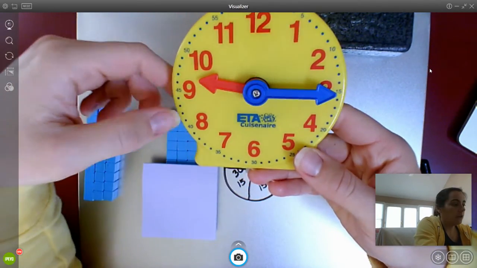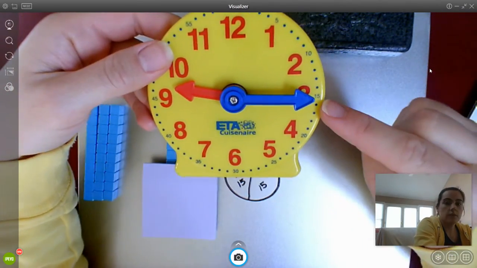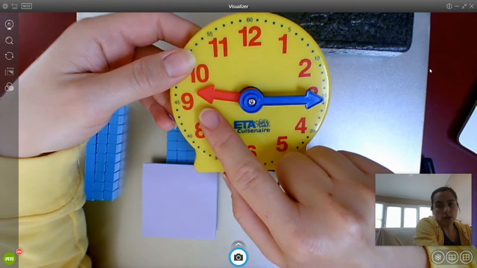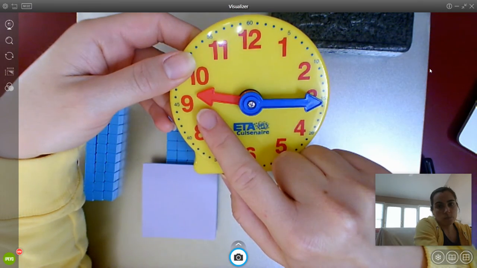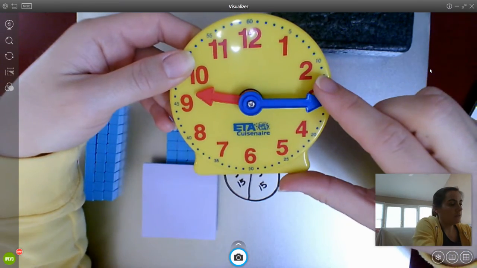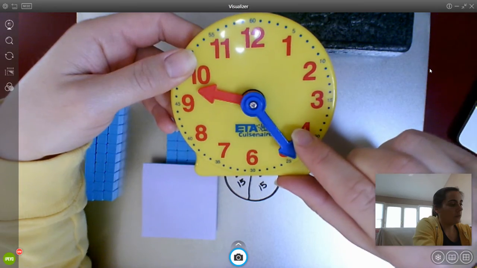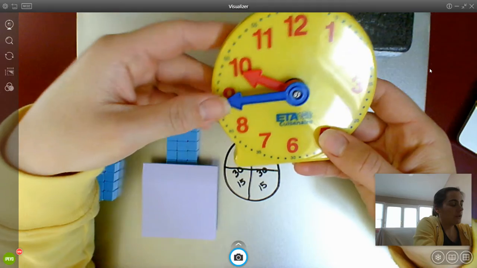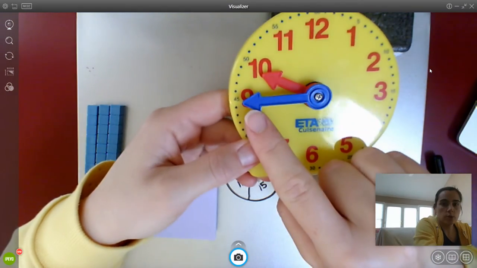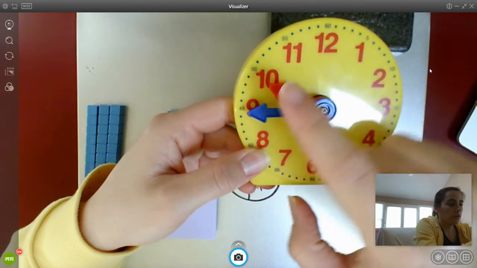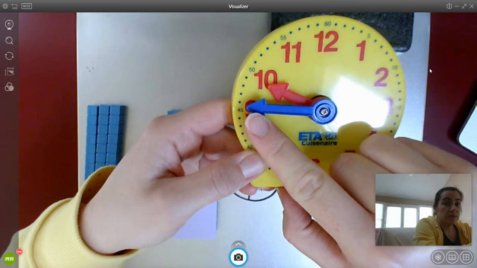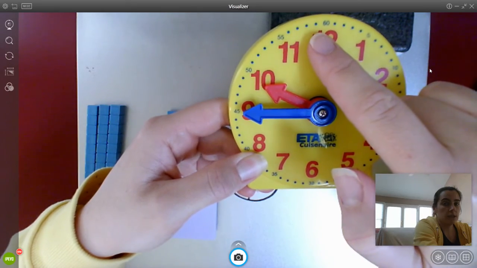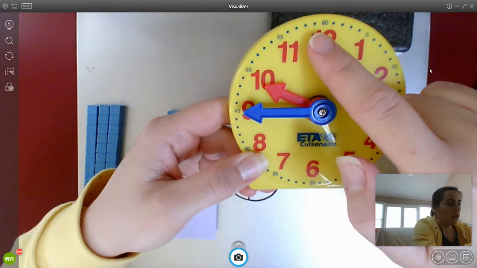So I look at the time. It's 9:15. This is quarter past the hour, quarter past 9. Okay? Then, if I come over here, this means quarter till 10. So it means basically 15 minutes until it's going to be 10 o'clock. We got 15 more minutes until it's going to be 10 o'clock.